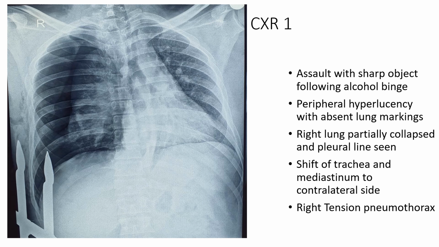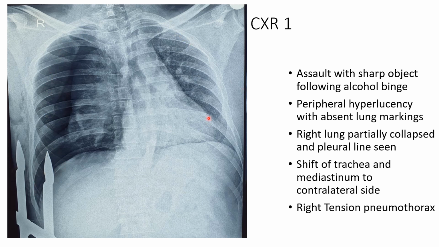This is an x-ray of a person following assault with a sharp object. So this is a sharp object. This happened after an alcohol binge drinking. So now here focus on the right lung, and here is this first finding, hyperlucency. So there is a peripheral hyperlucency, right?